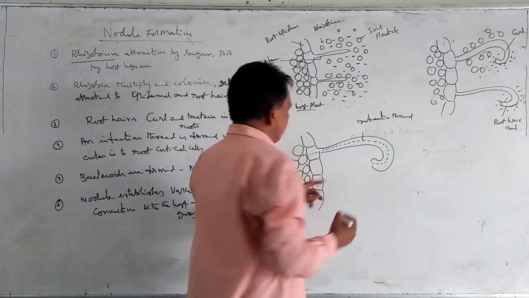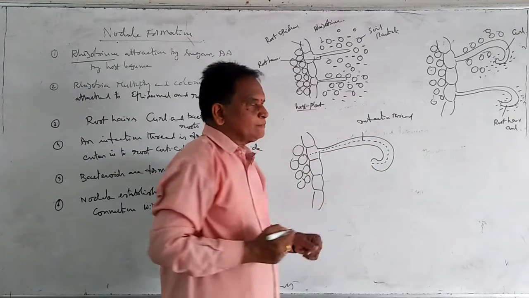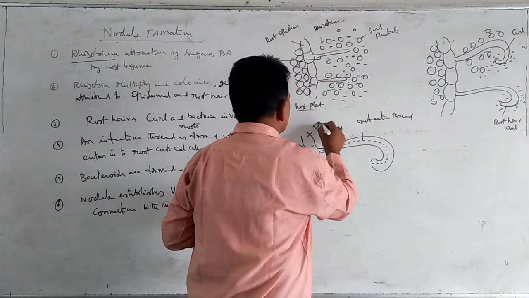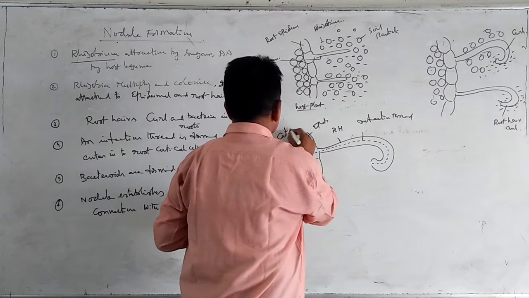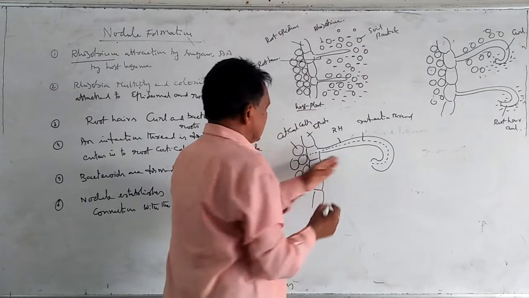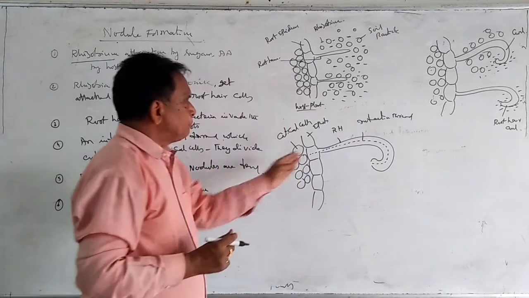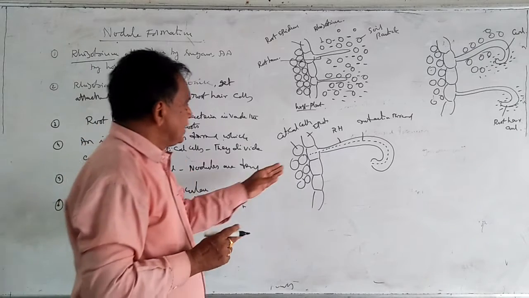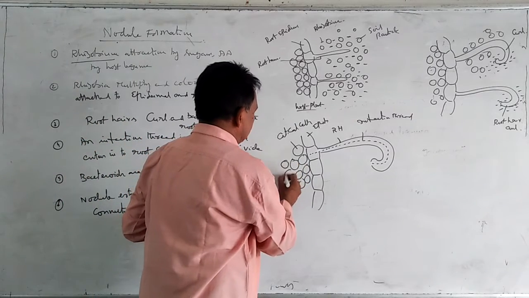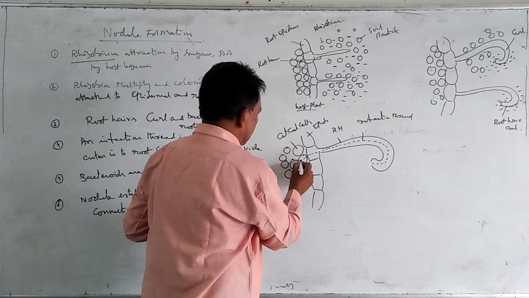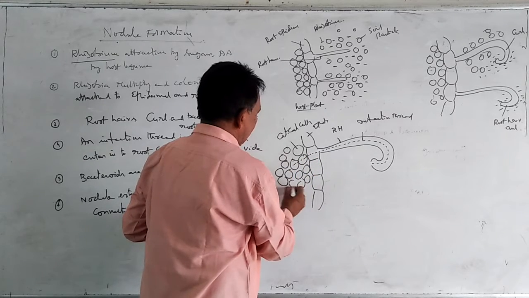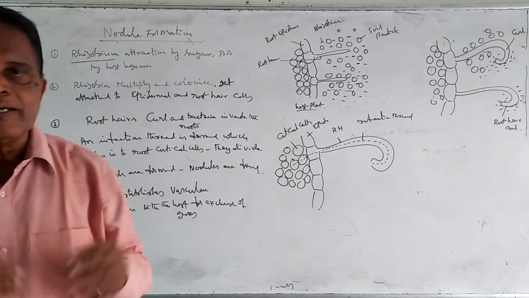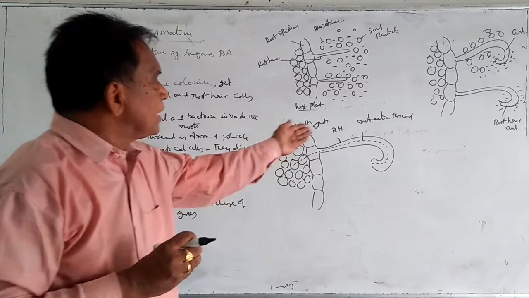This infection thread slowly migrates through the root hair. This is the root hair, this is the epidermis, and these are cortical cells. The infection thread passes through the root hair, enters into the epidermis, and finally enters into the cortical cells, where all the rhizobia are liberated out.